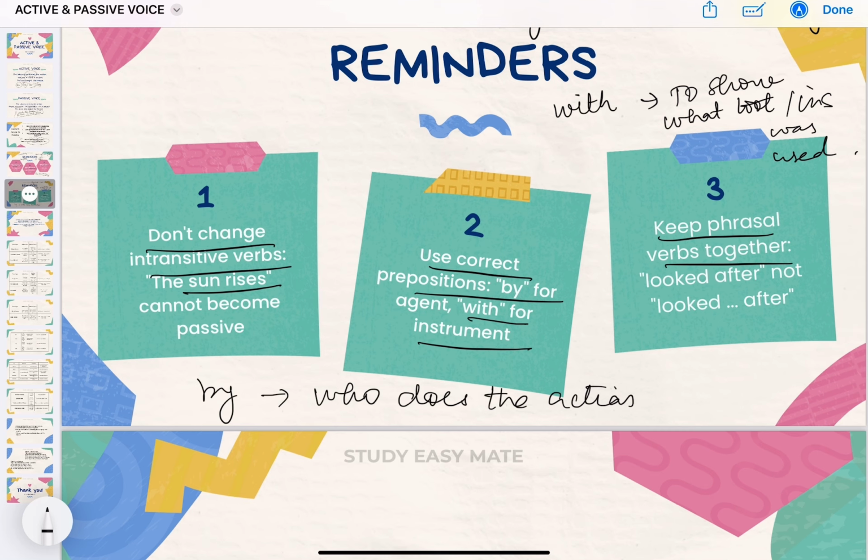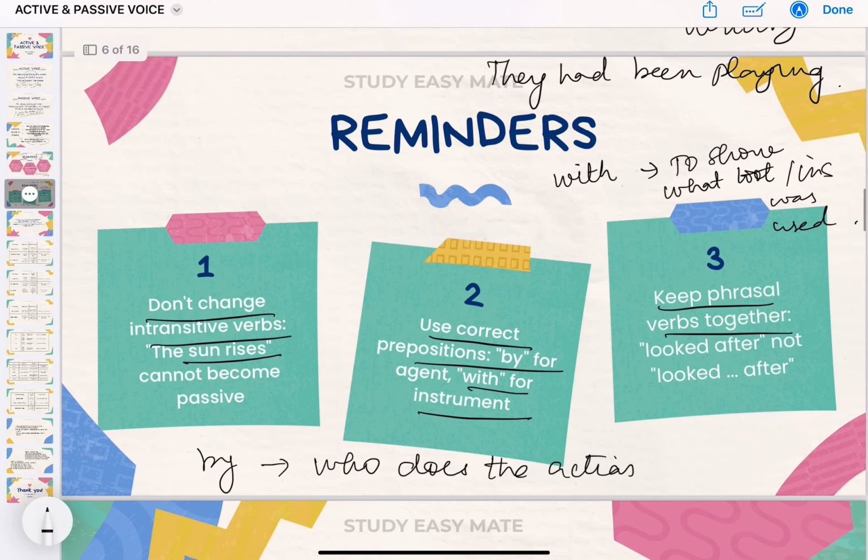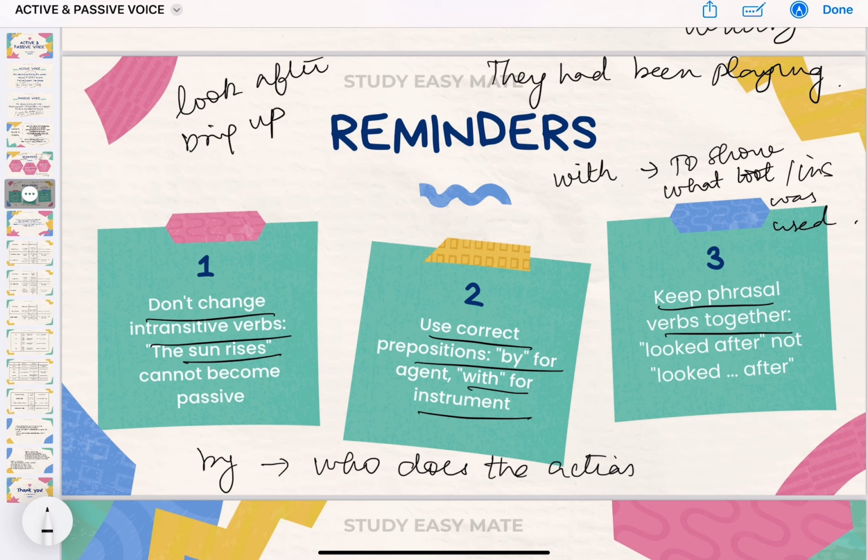So I forgot to explain what a phrasal verb is. It is the combination of a verb and a preposition, or maybe an adverb. It gives one unit of meaning. For example, "look after" is a phrasal verb. Bring up, switch off, call off, all these. So you cannot separate the phrasal verbs.